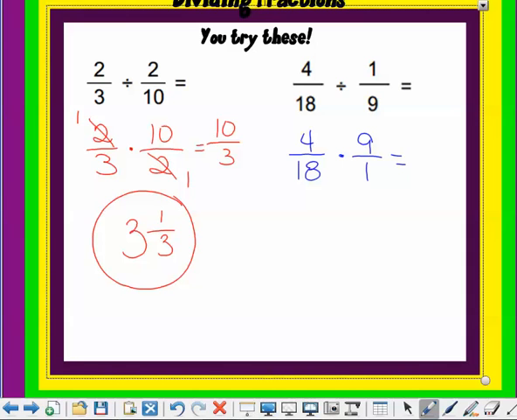We have some common factors here of 9, so 9 divided by 9 is 1, and 18 divided by 9 is 2. Multiplying numerators, we wind up with 4. Multiplying denominators, we get 2. And when that simplifies, 4 divided by 2, we wind up with 2.